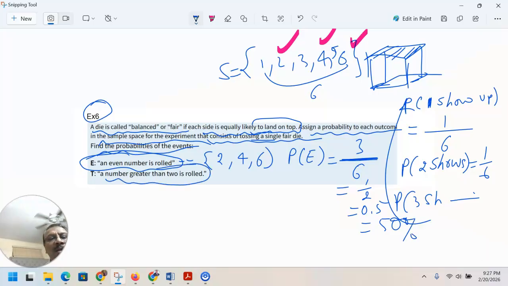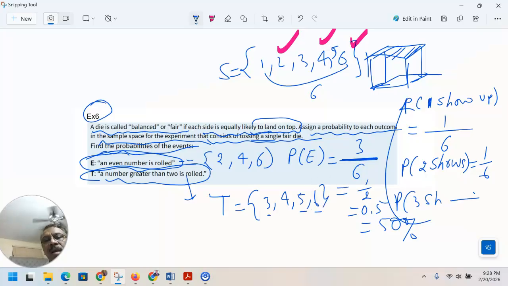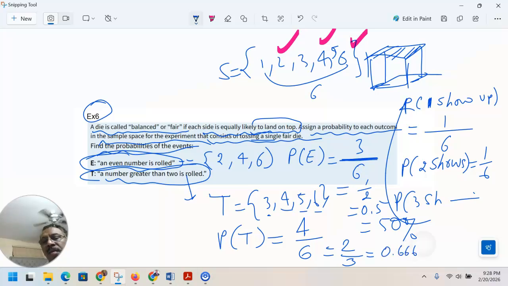And the next one is the number greater than 2, which I already did. So greater than 2 will be 3, 4, 5, and 6. You can see there are 1, 2, 3, and 4. So the probability that the number greater than 2 shows up is 4 on top and out of 6, which is 2/3. And if you see, this is almost 0.6666, which is 66.66%. Let's go to the next.